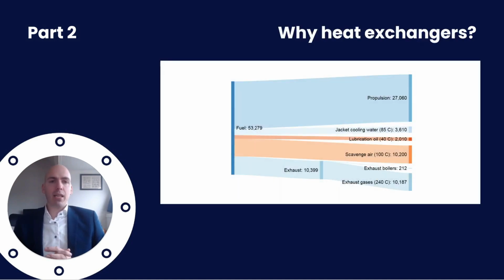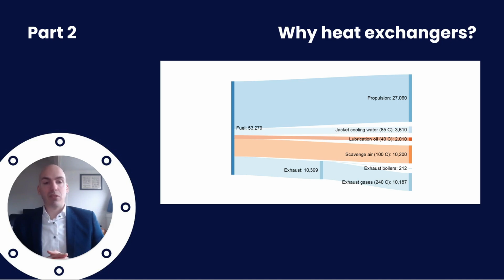If we take a regular diesel engine as an example, or maybe not so regular, a marine diesel engine, on the left hand side we see 53,279. That is an example in which a diesel engine for propulsion has 53 megawatts of installed power. These numbers are all in kilowatts. On the right hand side we see the useful energy that's taken out of the combustion energy from the diesel engine. About half of all the energy is used for propulsion, and the rest of it is all heat, mostly.